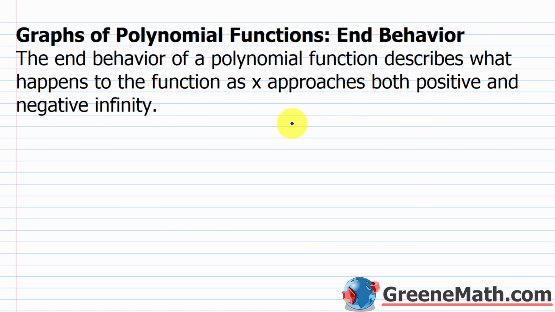All right, let's talk a little bit about the graphs of polynomial functions and something known as the end behavior. The end behavior of a polynomial function describes what happens to the function as x approaches both positive and negative infinity. You might hear this in your book as x increases without bound, that just means x approaches positive infinity, or decreases without bound, that means x approaches negative infinity. Now the notation for that, this is x increases without bound, or x approaches positive infinity. And then this one right here, this is x decreases without bound, so x approaches negative infinity.